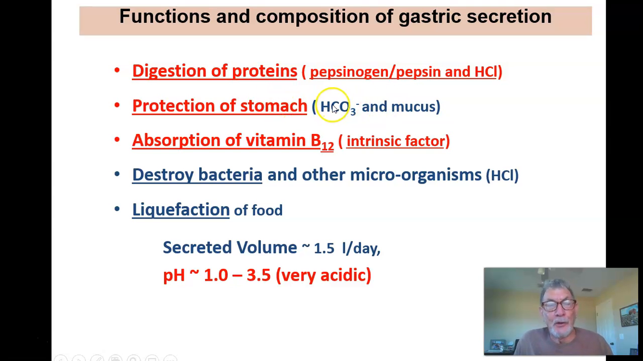You make mucus full of bicarbonate. HCO3 minus is bicarbonate, so protection of the stomach lining. You make intrinsic factor so you can absorb your vitamin B12. Remember that. The acid helps destroy bacteria so that it tries to keep you healthy. Liquefaction of the food. The hydrochloric acid not only destroys bacteria, it not only activates pepsinogen into pepsin, but it denatures the proteins. It untwists those really tightly coiled proteins so they relax and spread out so the pepsin can get to them and start digesting the proteins. Very acidic environment.